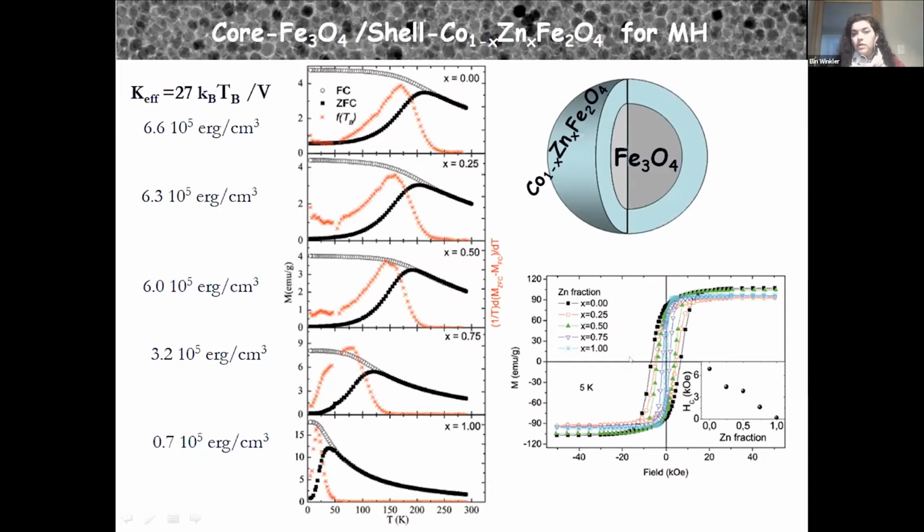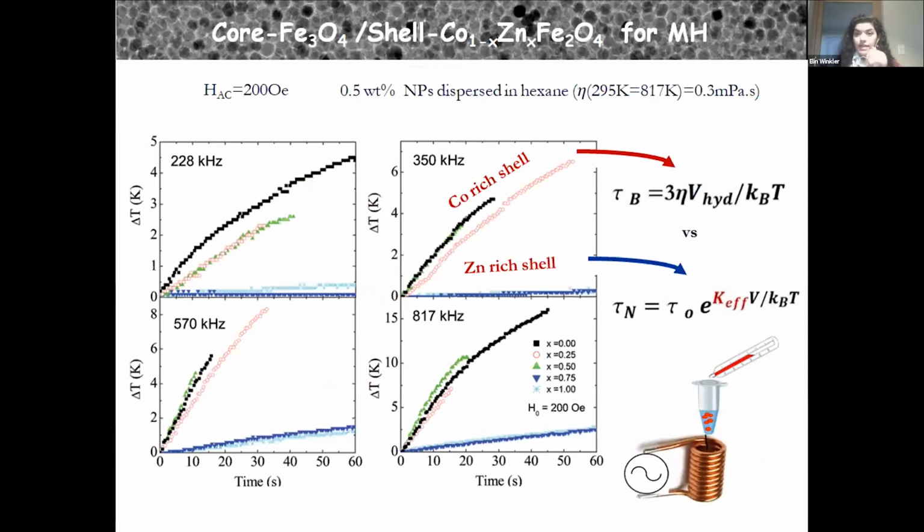We obtain a similar result from the hysteresis cycle, where we observe a systematic decrease of the coercivity field, because the magnetic anisotropy is reduced when we change the cobalt by the zinc. So we arrive at the magnetic hyperthermia experiment.